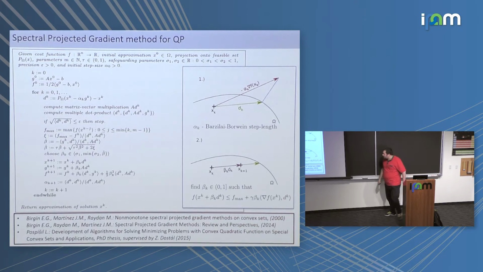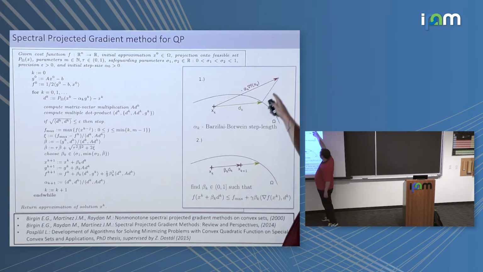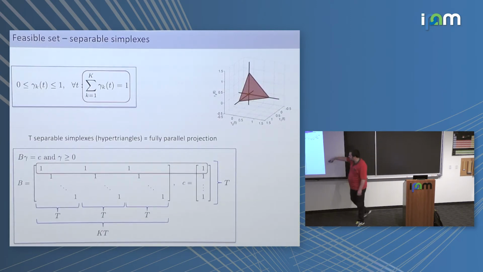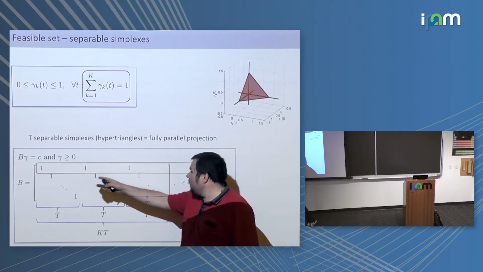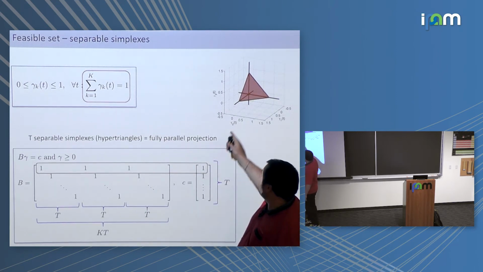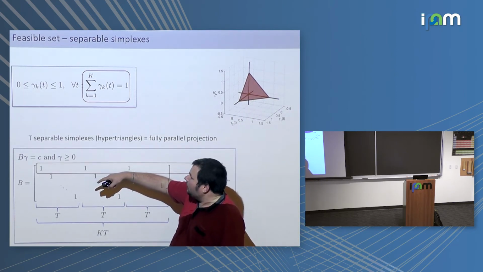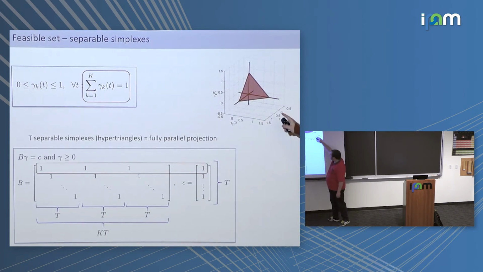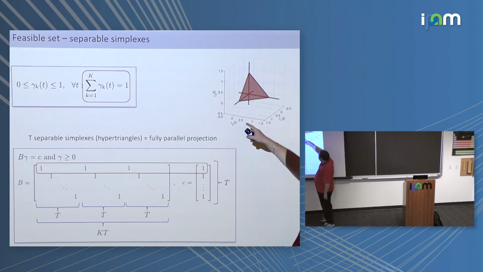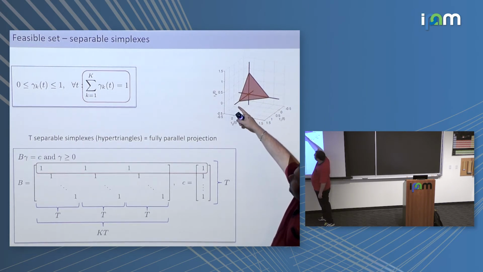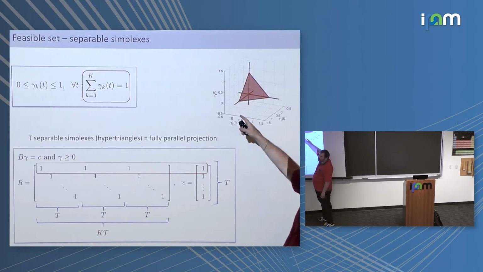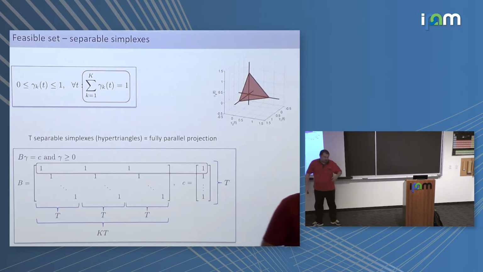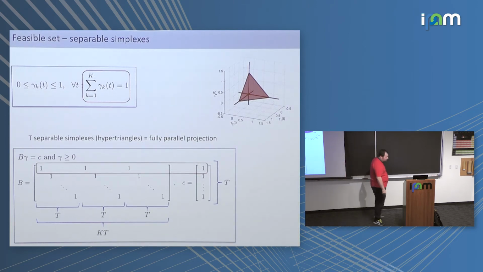And it's based on the projections. I have to project the point onto the feasible set, which in this case, if you have these constraints, like the sum of the gamma equal to 1, and the bound constraints, our feasible set is composed of separable simplexes. So this is an example when the number of clusters is equal to 3, the feasible set is actually the simplex. And the projection onto the simplex is known. I mean, there exists a finite algorithm to find this projection.